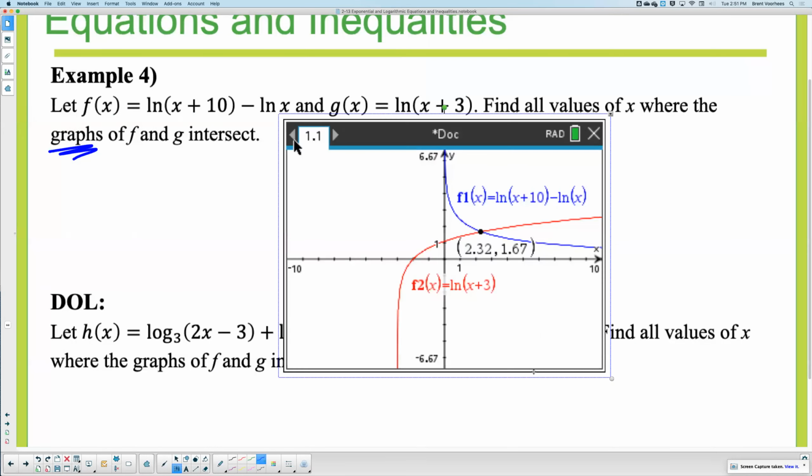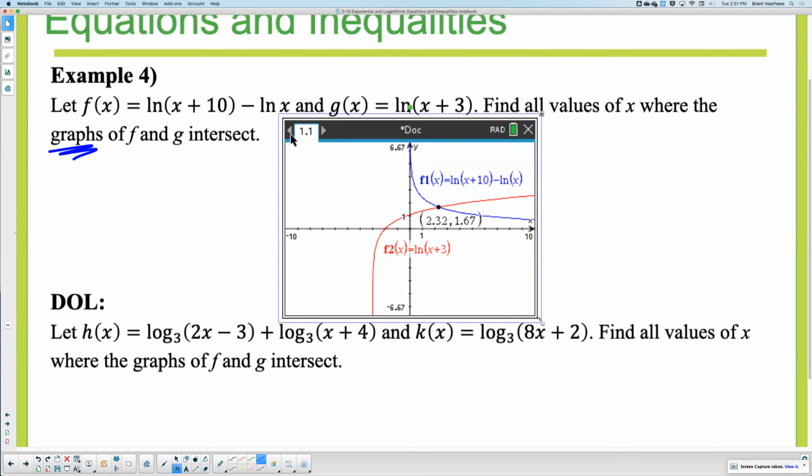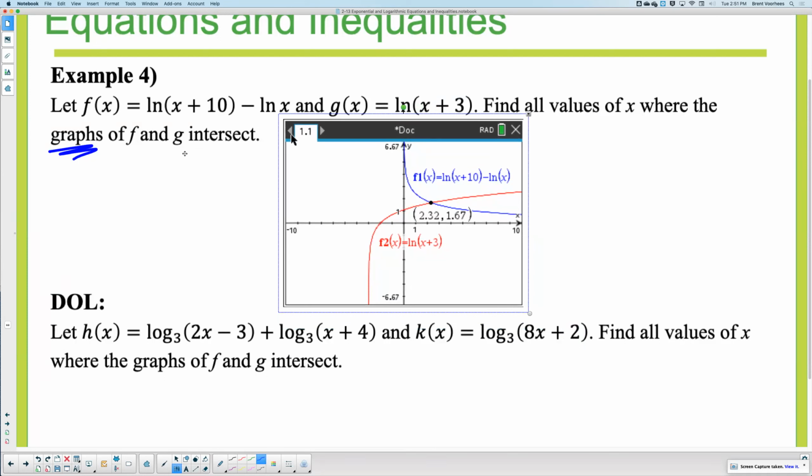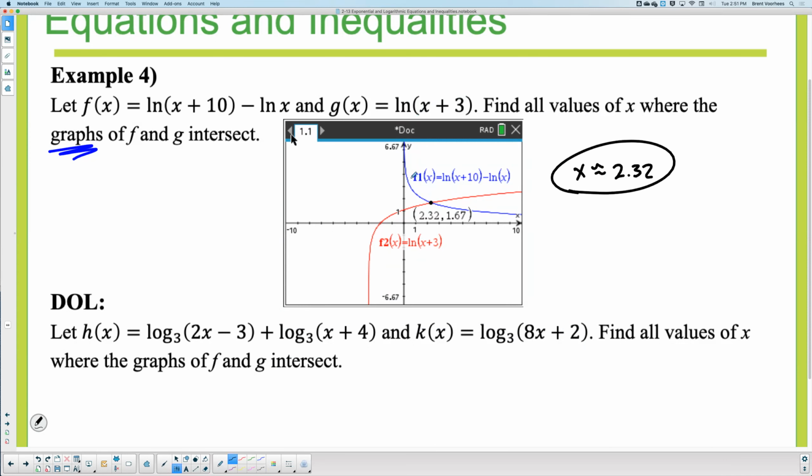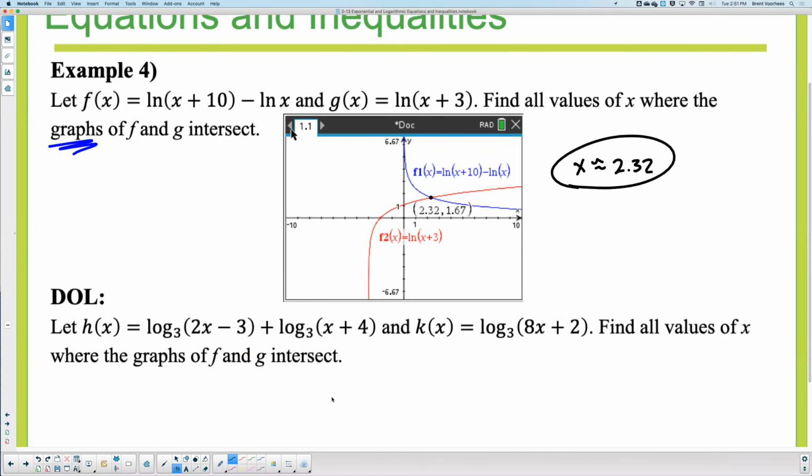So we want to find all values where the graphs of f and g intersect. What's the answer going to be? What's the only x value? 2.32. And I'm assuming that's rounded, so I'm just going to say approximately 2.32. That is the only value. Now, just as a reminder, the domain was cut off at 0 because of this natural log. This graph started from values greater than negative 3 because of this natural log. Great, so you have a DOL here where you can do the same. Look at your graph and go on from there.